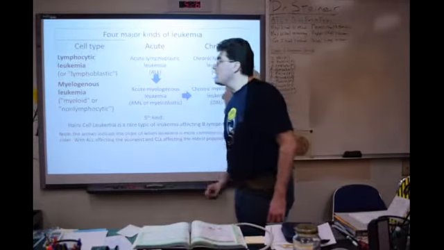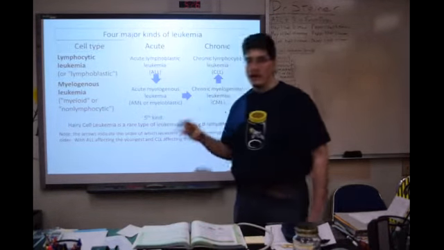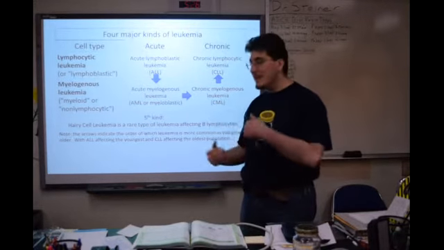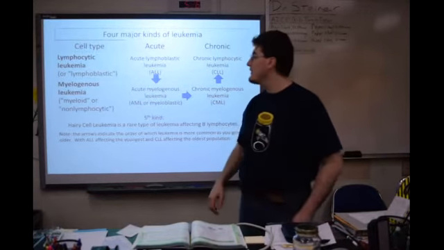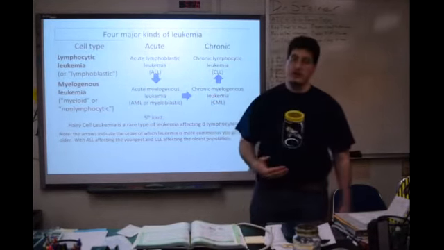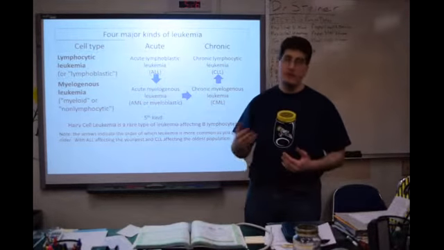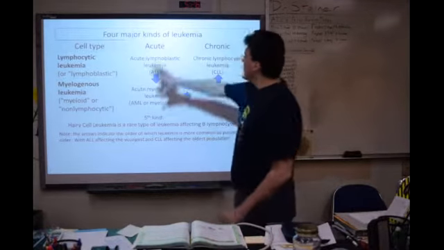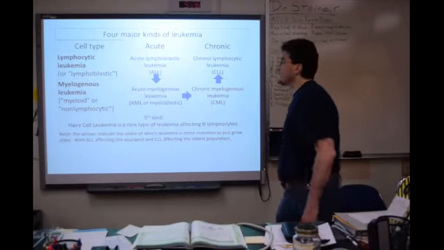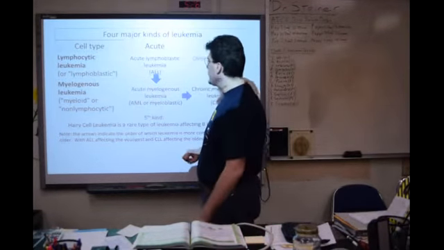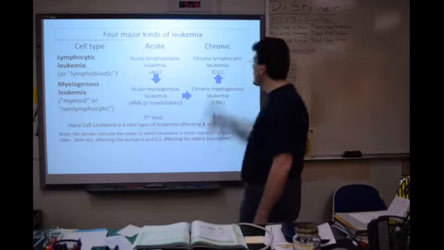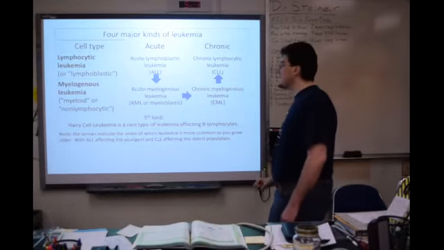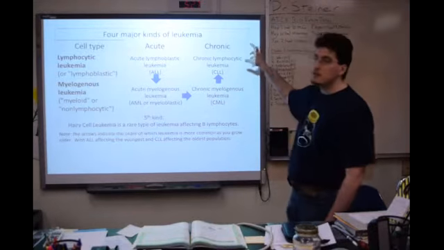Your lymphoid progenitor cells produce B and T lymphocytes. Your myeloid progenitors produce monocytes, neutrophils, basophils, and eosinophils. So, making a grid pattern, we have acute lymphoblastic leukemia, acute myelogenous leukemia, chronic myelogenous leukemia, and chronic lymphocytic leukemia.